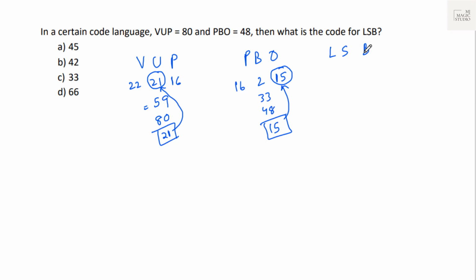So for LSB also we will try to do the same thing. L is 12, S is 19 and B is 2. So 29, 31, 33. And the second largest is 12 here. So if I add 12, it will become 45. And yes, 45 is there in the options. So option A is the pick.